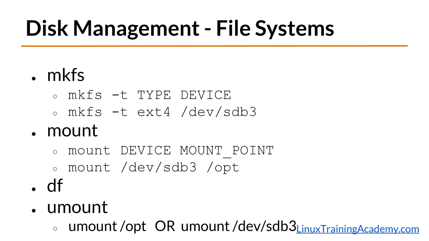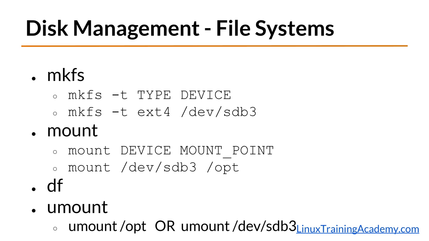Before a partition can be used by a Linux system, it will need a file system. You can use the mkfs command to create file systems. Simply supply the file system type to the -t option and then provide a path to the device for the partition. Once you have a file system created, you can mount that file system using the mount command.